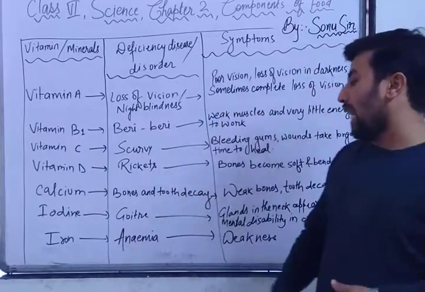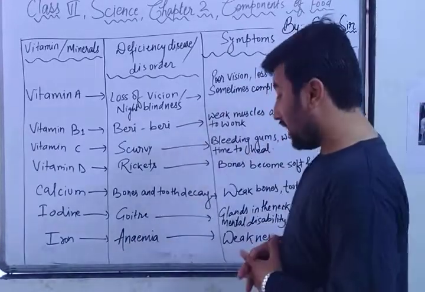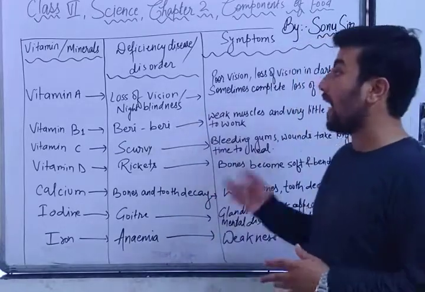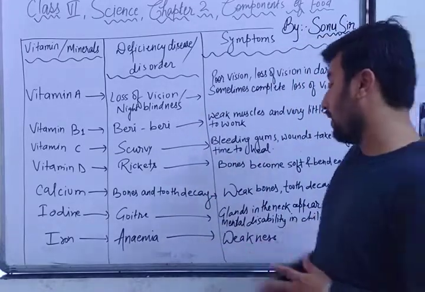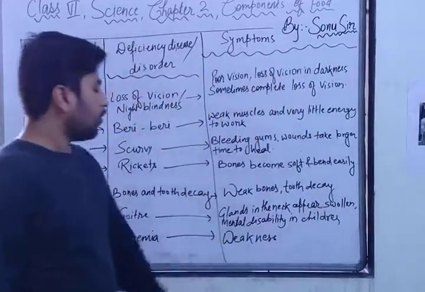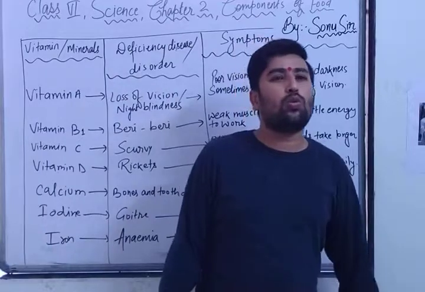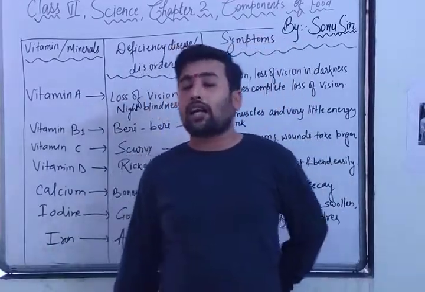Last but not the least, iron. If you do not have proper iron in your body, then you may have a disease called anemia. So because of lack of iron, you can have anemia. What are the symptoms of anemia? Weakness. You will always see that a person is feeling weakness, he is not able to do any work properly because of lack of iron.